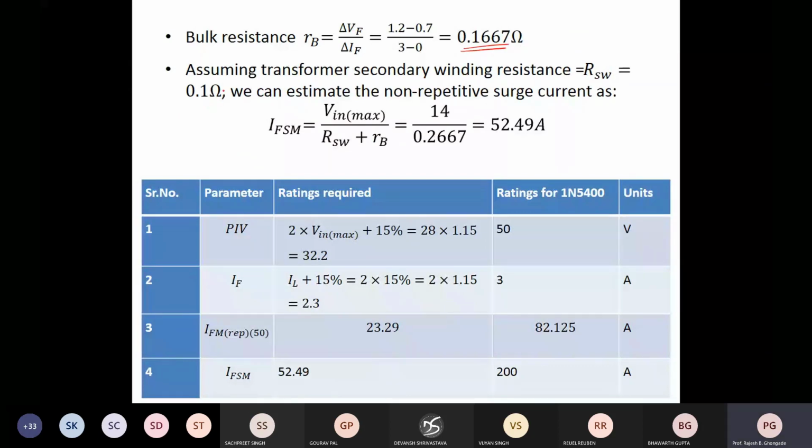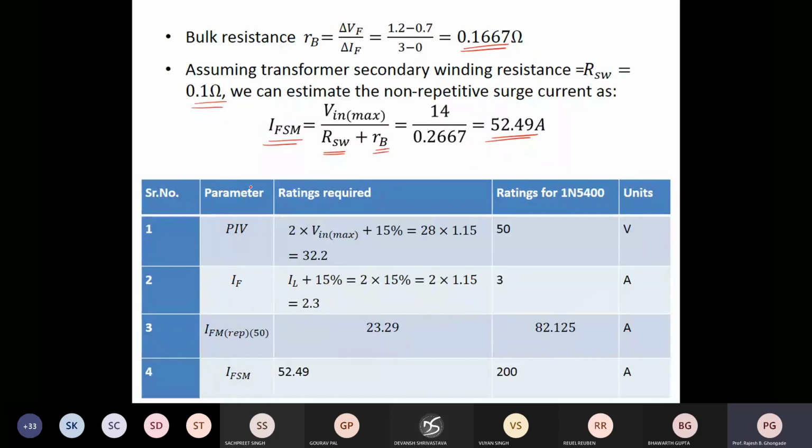Now we will assume the transformer secondary winding resistance as 0.1 ohm and find out the maximum surge current, which is non-repetitive. For the very first time, when the circuit is switched on, the capacitor is as if short circuited. So the only limiting resistances in the path are the transformer secondary and the bulk resistance. It turns out to be 52 amperes.